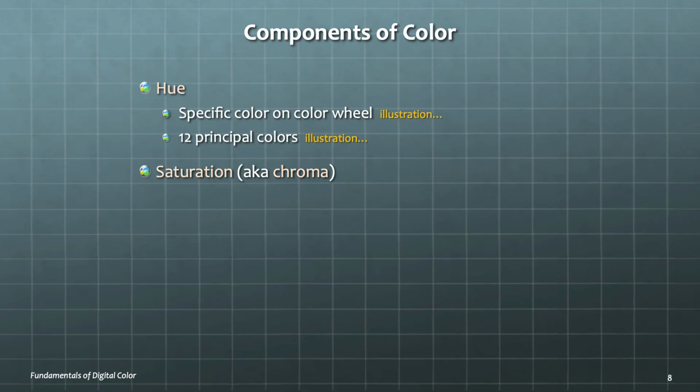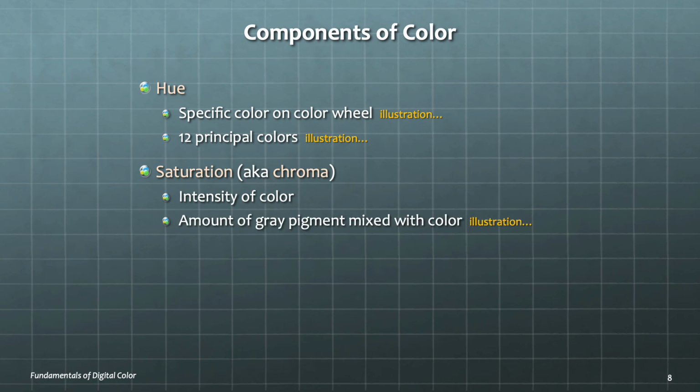Saturation is the second component. It's also known as chroma. Saturation is the intensity of the color. You can visualize saturation as the amount of gray pigment mixed into the color. You can keep adding gray pigment until it completely neutralizes the color and there's no discernible trace of it.